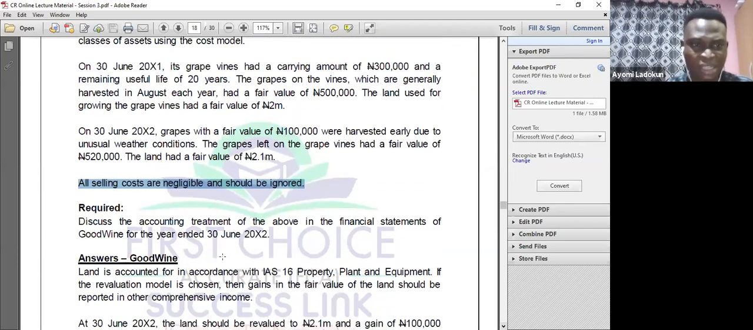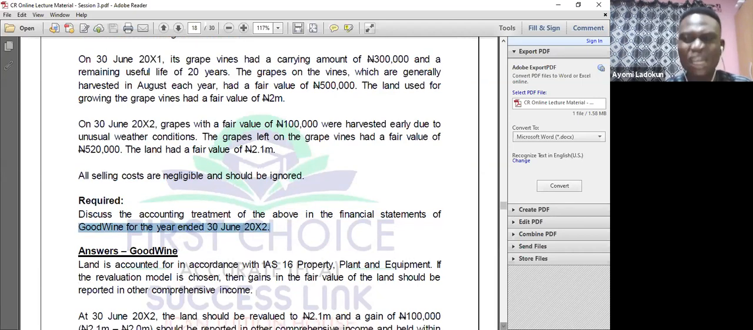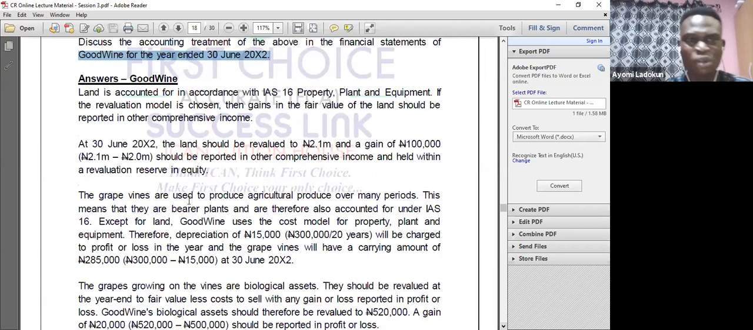The examiner now says, discuss the accounting treatment of the above transaction in the financial statements in the books of Goodwine as at 30th June 20x2. Okay, so that's just how you break down the question. Now look at it. Land is accounted for in accordance with our standard. Like I said, you just have to explain. If the revaluation model is chosen, then the gains in fair value, can you see? I recorded in OCI. That's it.